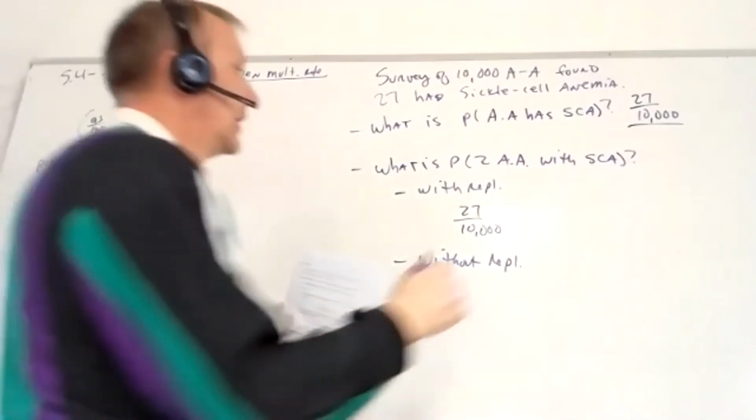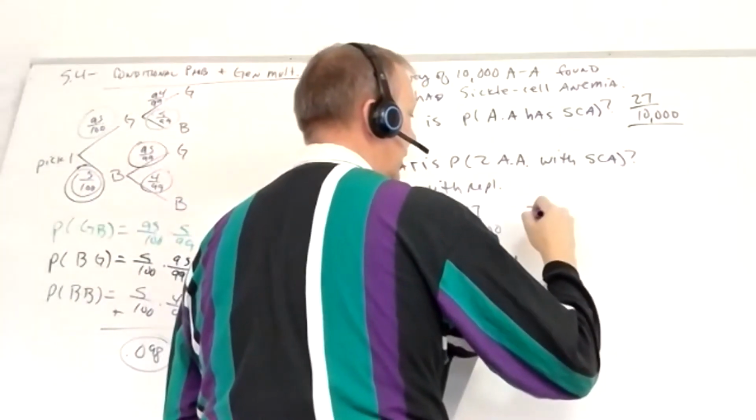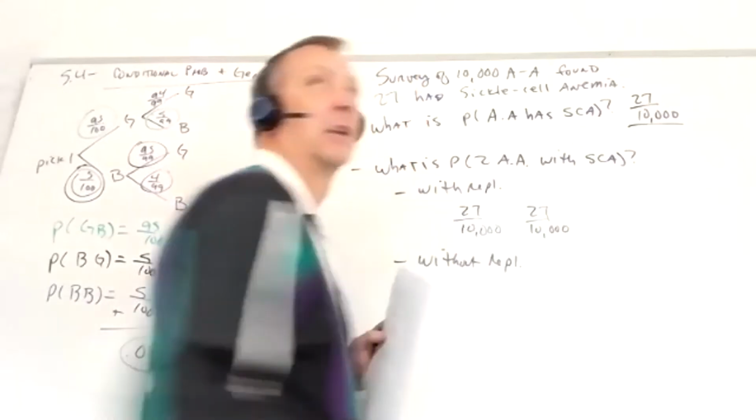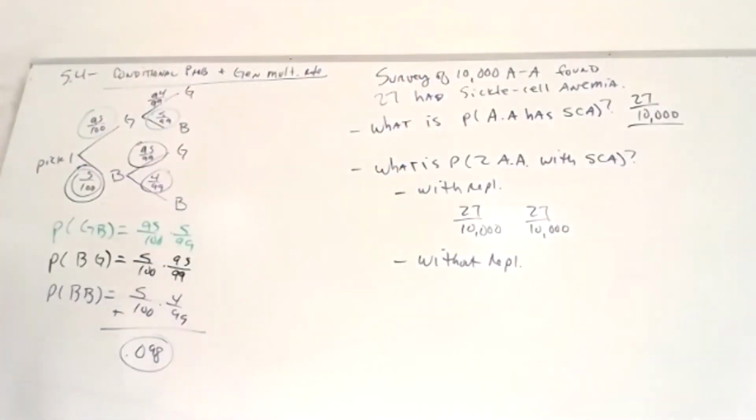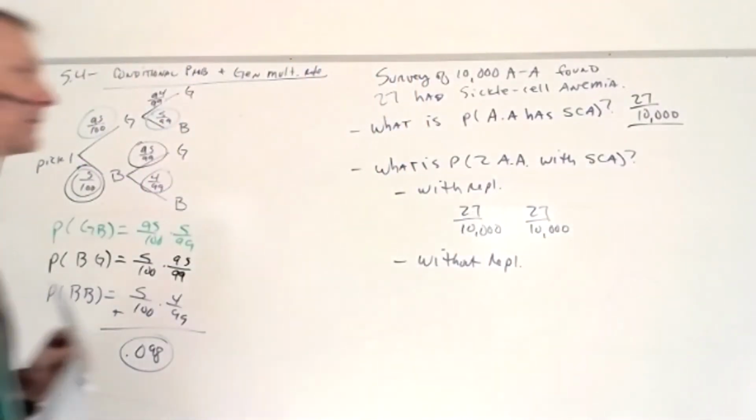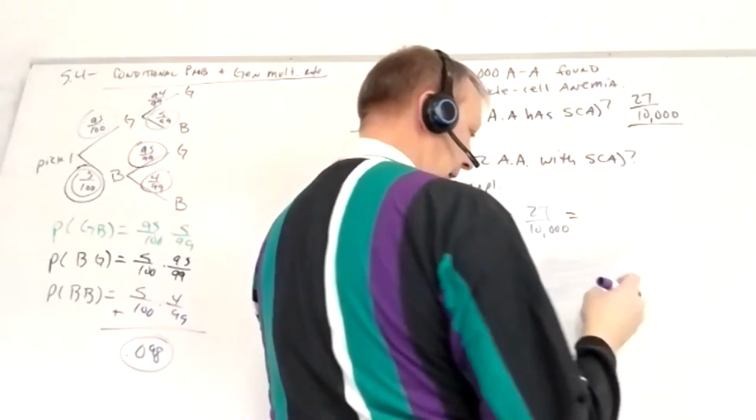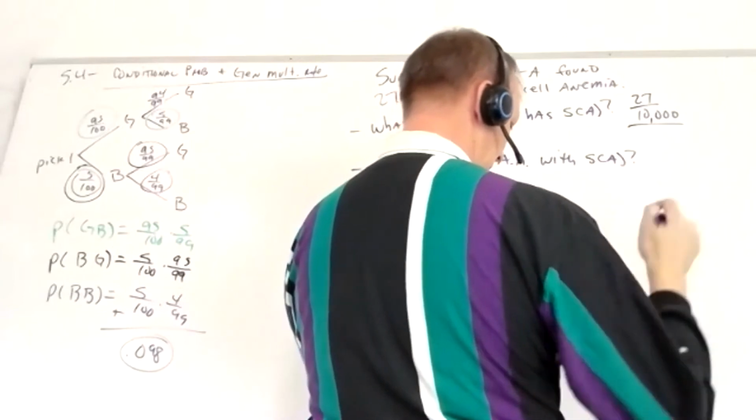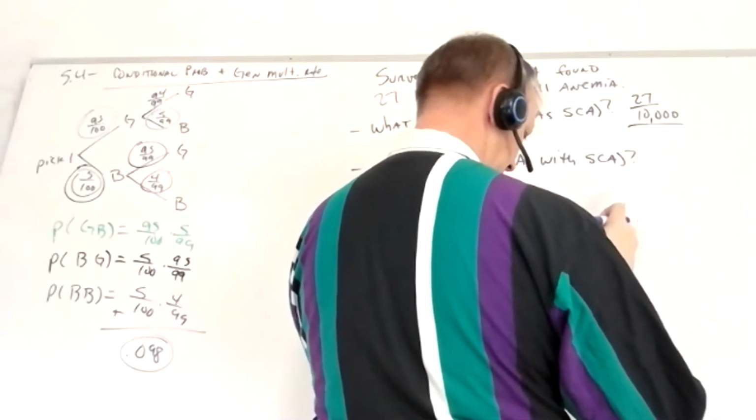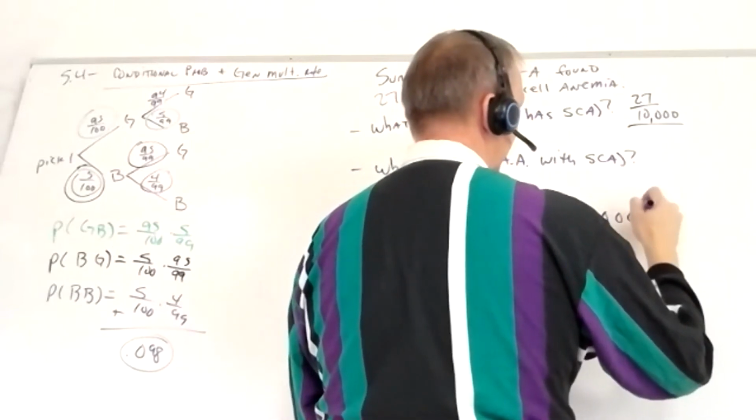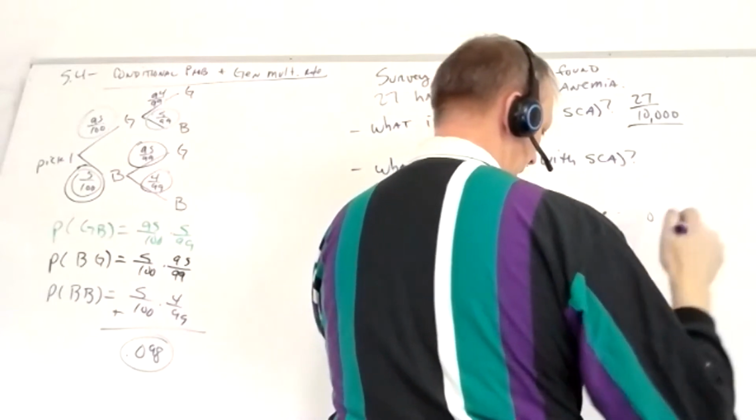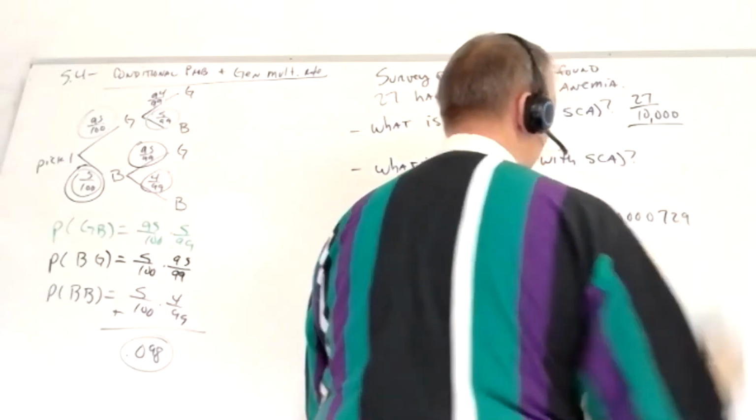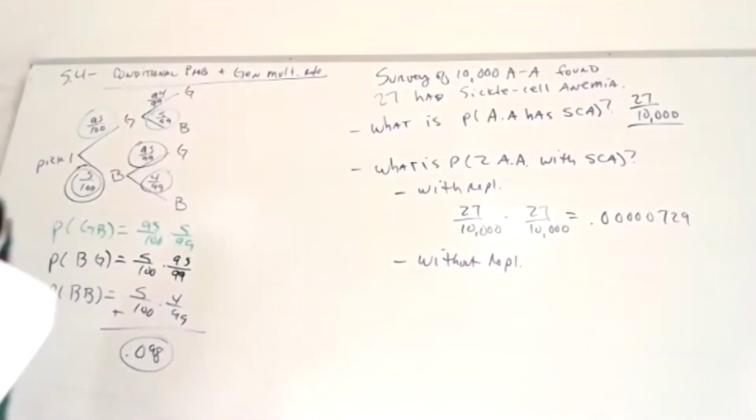The same thing. And what do I do with these two numbers? Multiply them, okay? So if I multiply those together, I get 0.0000007 and so on. I got 1, 2, 3, 4, 5 zeros, and then I get a 7, 2, 9. Okay, let's do the same thing again.